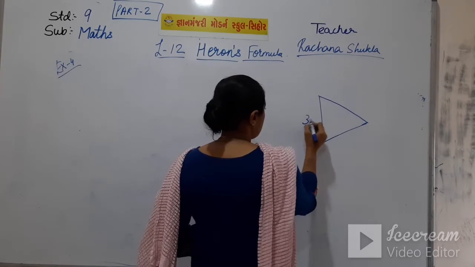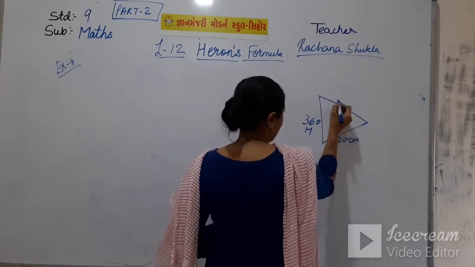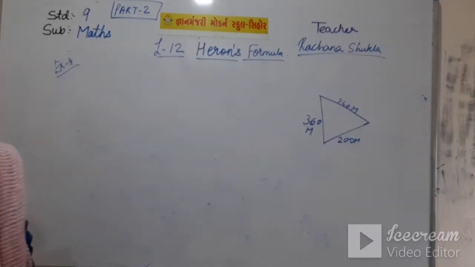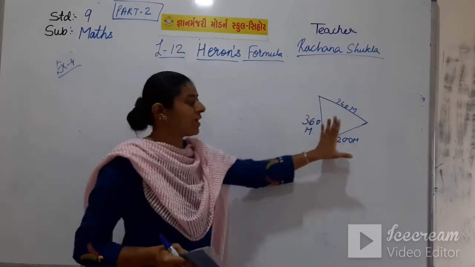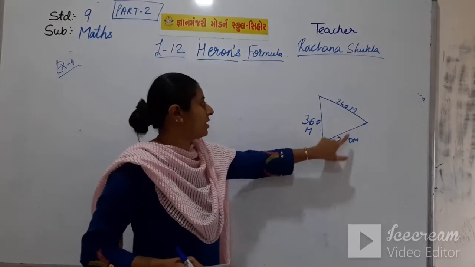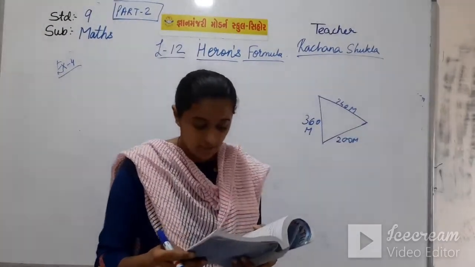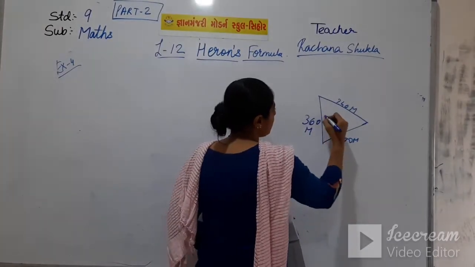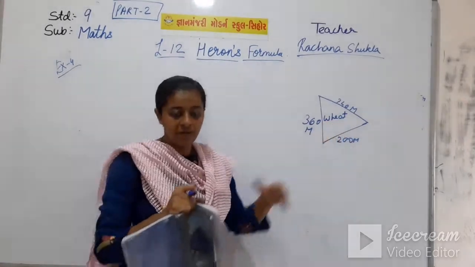The sides are 360 meter, 200 meter and 240 meter. So, this is a triangular plot that Kamla has. The sides are 360 meter, 200 meter and 240 meter. Then the question goes as, she wanted to grow wheat here. What she wanted to grow? Wheat. So I am writing here wheat because she wanted to grow wheat here.